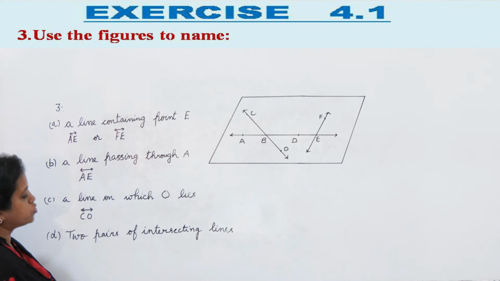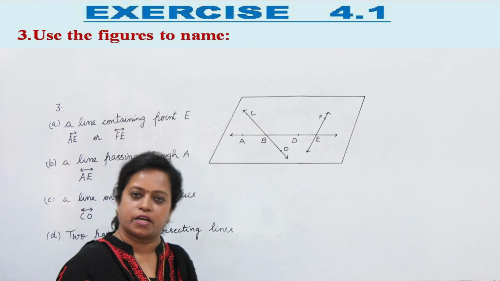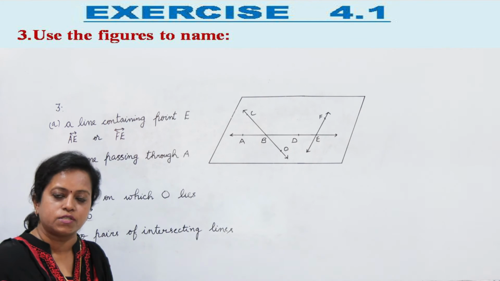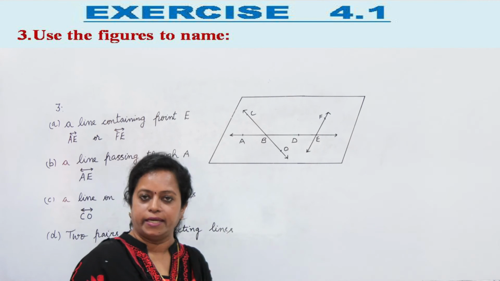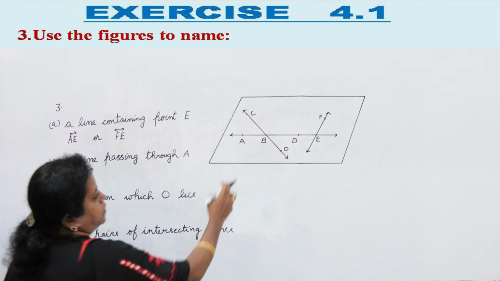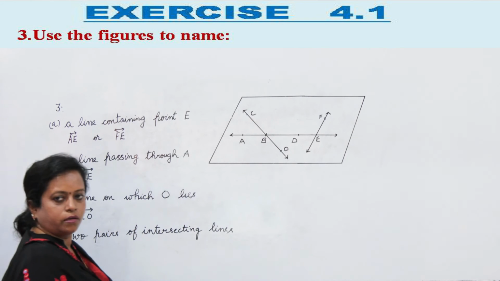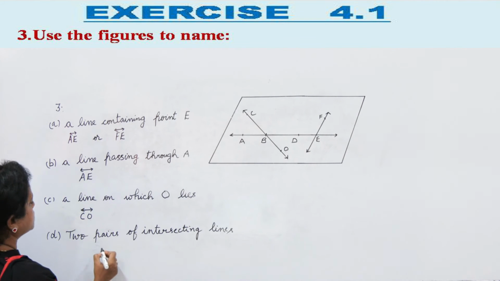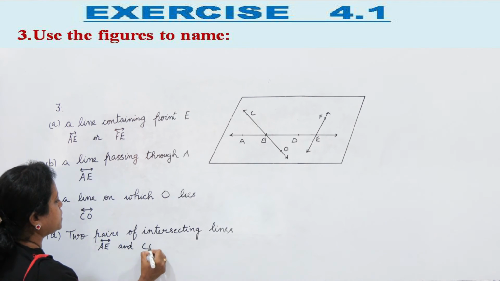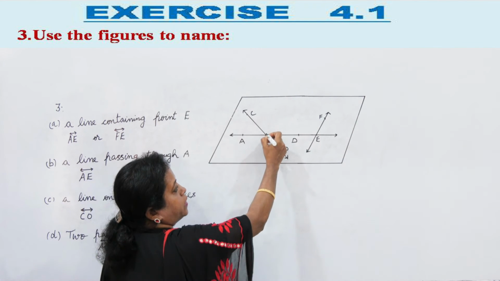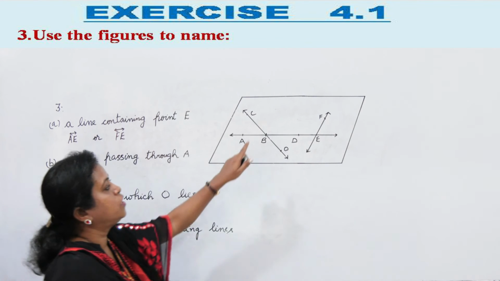Now the D part is two pairs of intersecting lines. Remember what we learned about intersecting lines? When two lines meet at a particular point or cross each other at a particular point, they are called intersecting lines. So here you can see that this line CO and AE, they cross at the point B. So it can be one set of intersecting lines. So one of the pair can be AE and CO. This is one pair of intersecting lines, AE and CO, and if you had to mention the point of intersection, what is the point they meet?